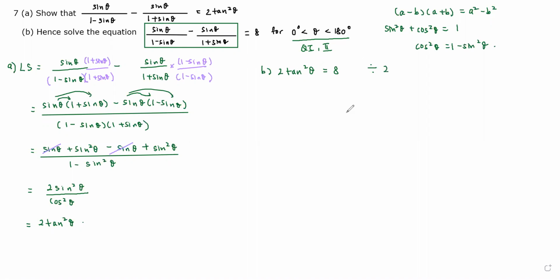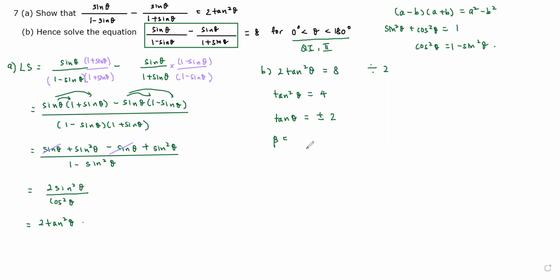Divide throughout by 2, we have tangent square equals 4, and we need to take the square root on both sides. Tangent theta is plus minus square root of 4, which is plus minus 2. So our solution is certainly in quadrant 1, where tangent is positive, and also in quadrant 2, where tangent is negative.